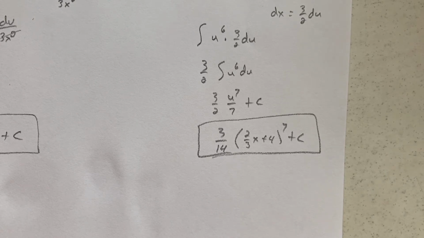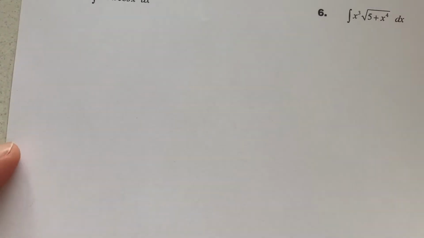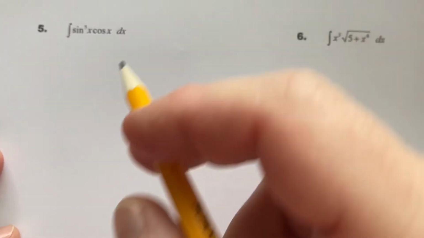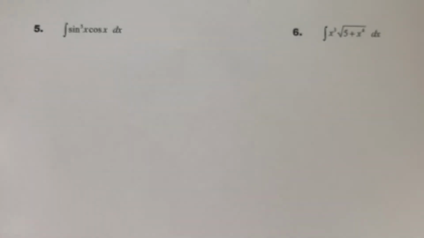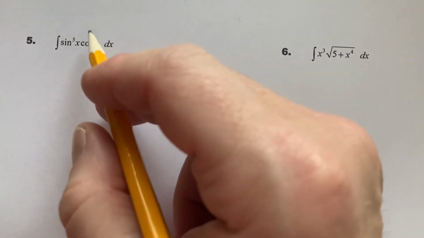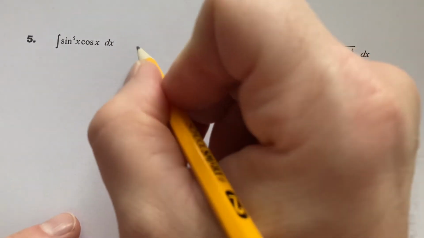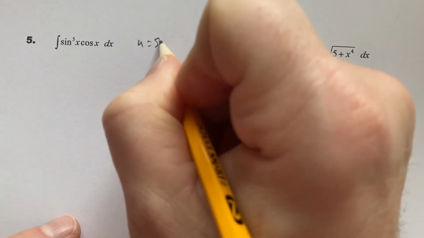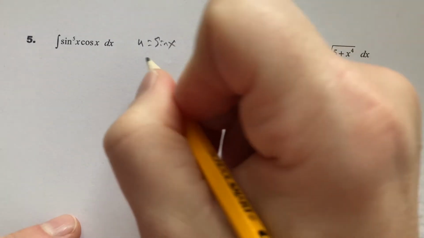All right, that's our answer for that one. All right, get to this one now. What's inside is maybe not as easy. You look at that function and you say, okay, well, I see that sine is inside of the 5th power. Maybe sine is the u, and that'd be a good choice. u is going to be sine x.